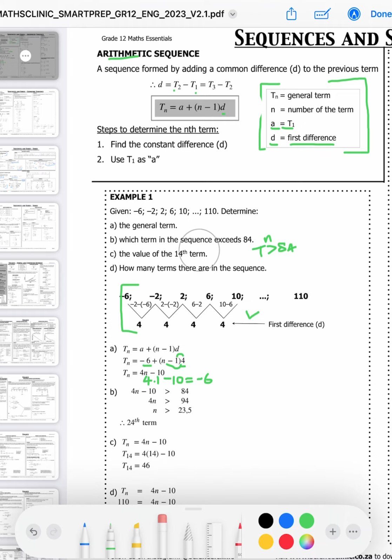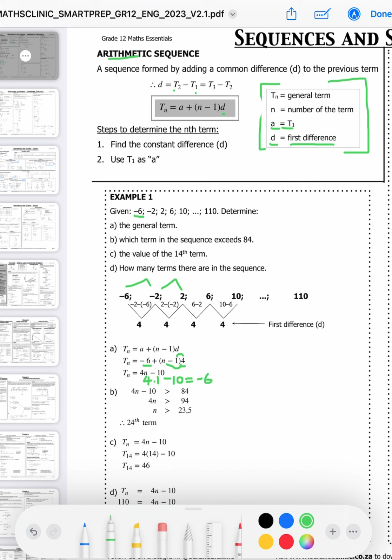Okay, we can see here that we have an arithmetic sequence that increases by 4. Minus 6, minus 2, 2, 6, 10: it increases by 4, and it's constant. And then the first term is minus 6. So like I said, these are the key things that we need to take note of as we approach the arithmetic sequence. Okay, the first question is: find the general term.